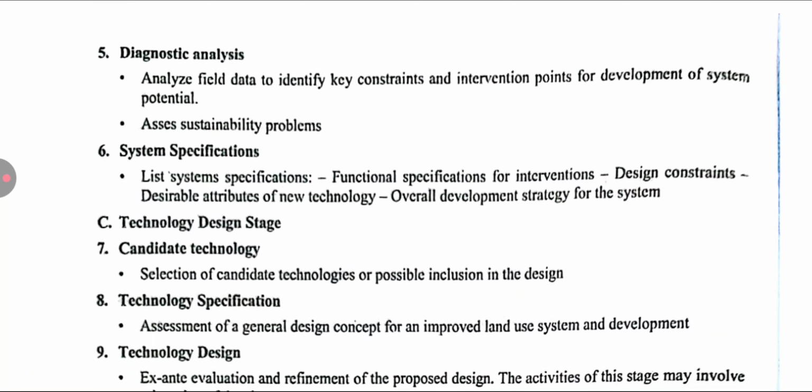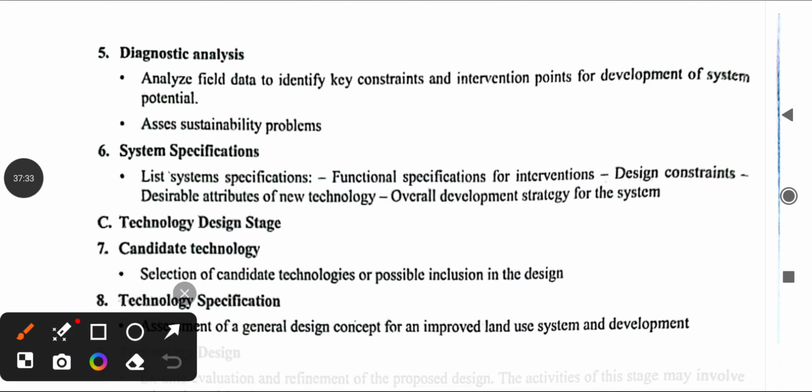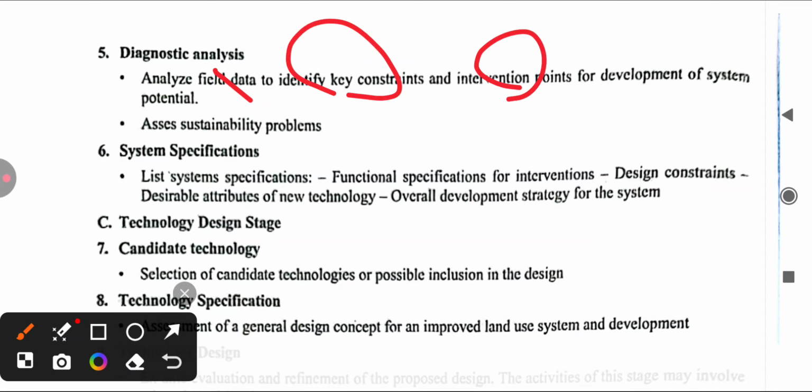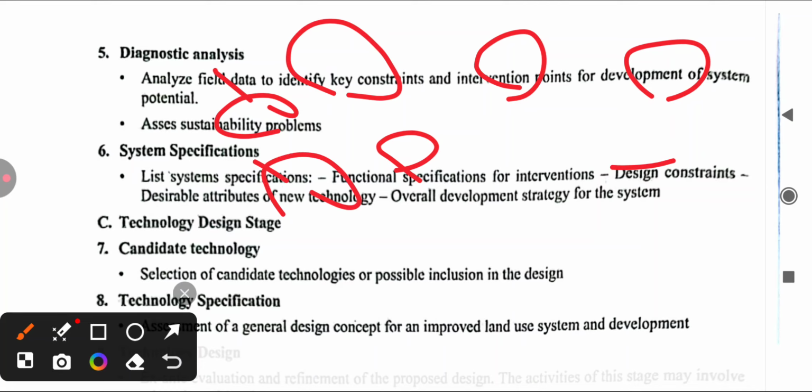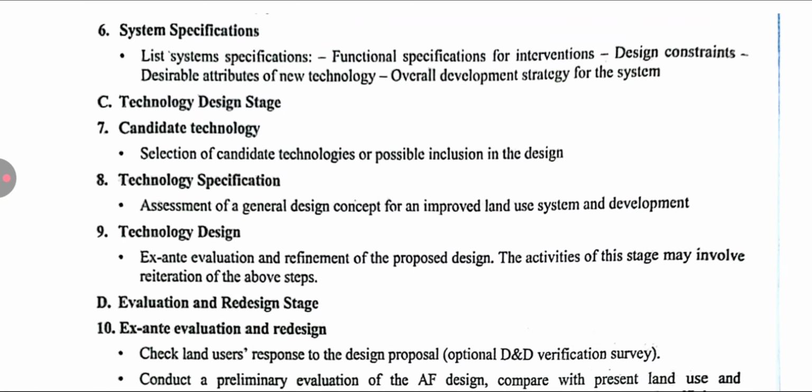Then 5 is diagnosis: analysis of field data to identify key constraint and intervention point for development of system potential, such as sustainability problems and system specification. List system specification and functional specification for intervention, design constraint and describe attribute of new technology, overall development strategy for the systems.